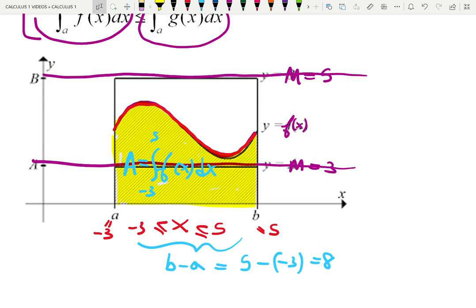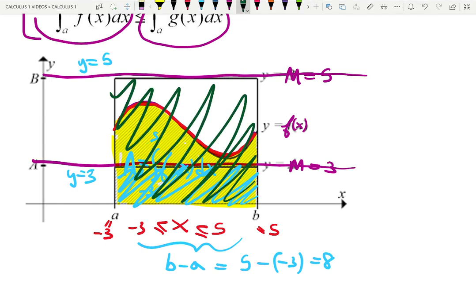And the height, guess what's happening with the height? Well, the lowest height will be 3 multiplied by b minus a. I'm already talking about the area, as you can see, because it's bounded by y equals 3. And the highest height will be 5. Thus, we have two rectangles to mention. The integral will be between the smaller rectangle and the larger rectangle.